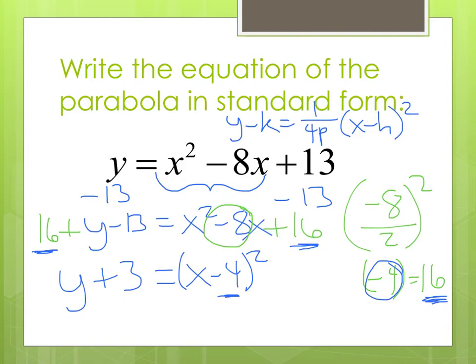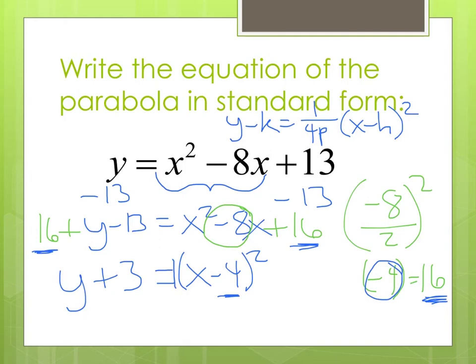Now, if you look at this equation, it looks almost identical to this one up here. I have my y minus k right here. That's my y plus 3. I have my x minus h in here. Now, I don't have anything out in front. Well, what is it? Well, when there's nothing out in front, I know that that is actually a 1.